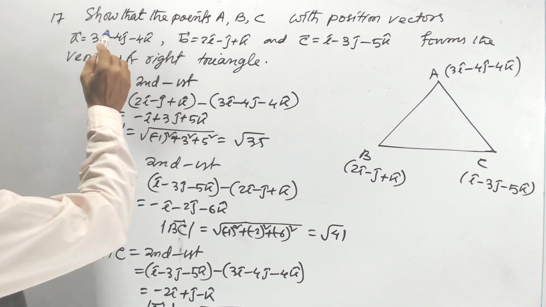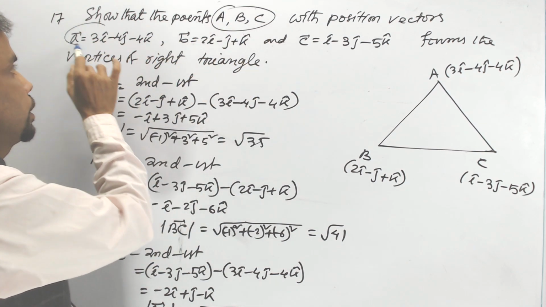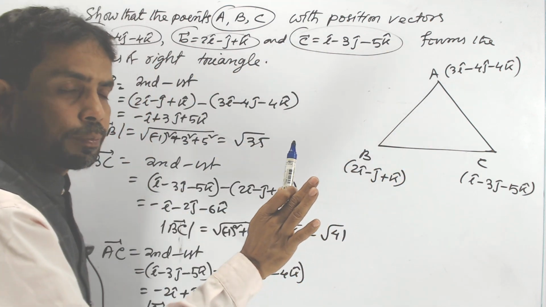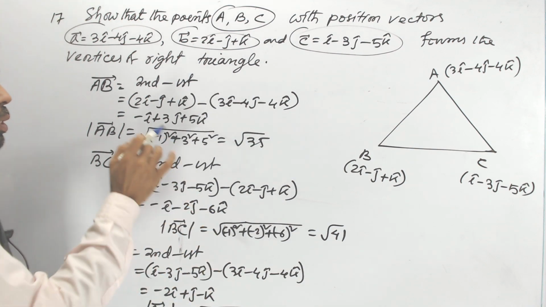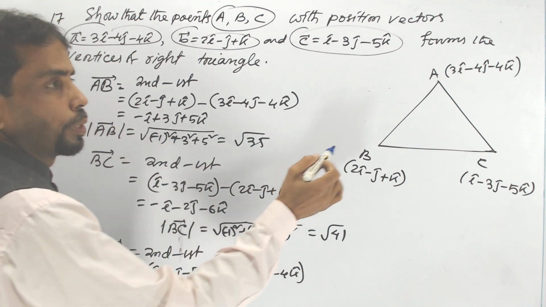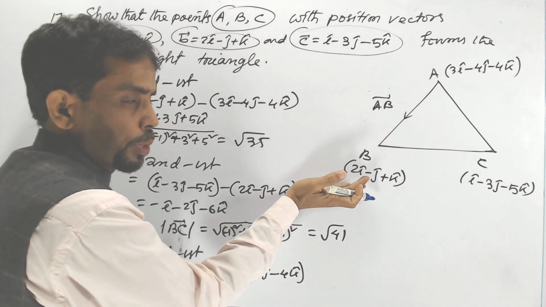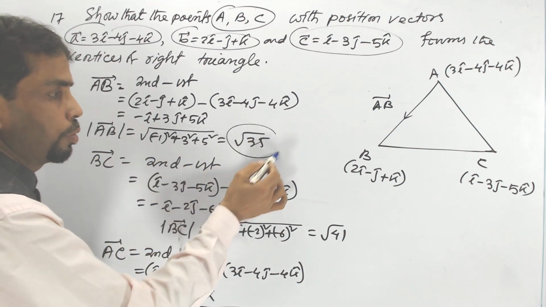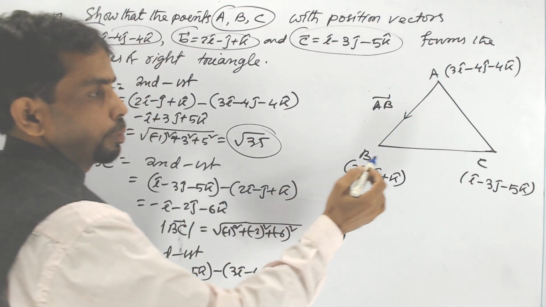Question number 17, it is given like this: A, B, C, 3 points whose position vectors are given, and the 3 points form a triangle, and we have to show that the triangle is a right angle triangle. So first we are finding side AB. A to B, we know it is the position vector of second minus first. I have found it here, AB, and I have found its magnitude also, square root of 35. Magnitude means this length.